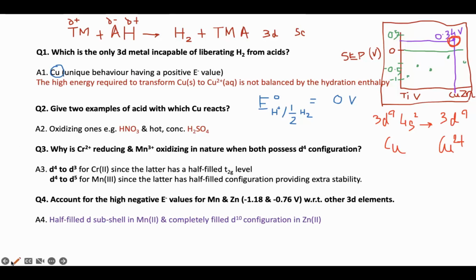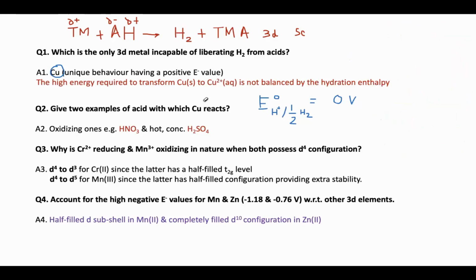Now, with this knowledge in our mind, we will go to the next section. So let me delete this. Okay, so let's come to the next question. The next question is: give 2 examples of acids with which copper actually reacts. We have known the fact that copper is incapable of liberating H2 from the acids. But is that everything, or is that the point where we will stop the discussion?